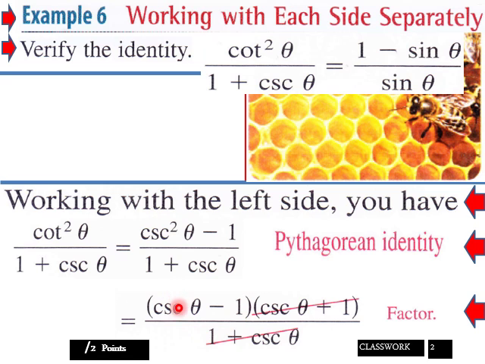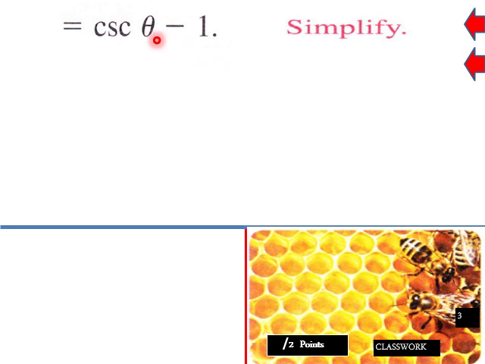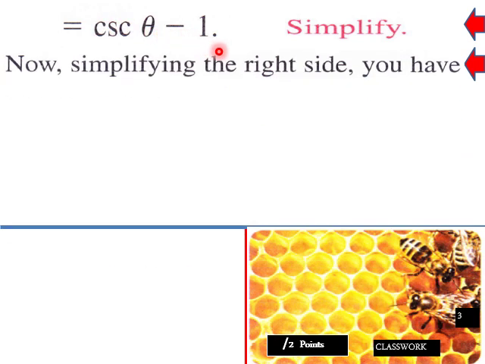Then we have cosecant theta minus 1 times cosecant theta plus 1, over 1 plus cosecant theta. We factor the numerator, and these factors cancel. When we simplify that expression, we get cosecant theta minus 1.